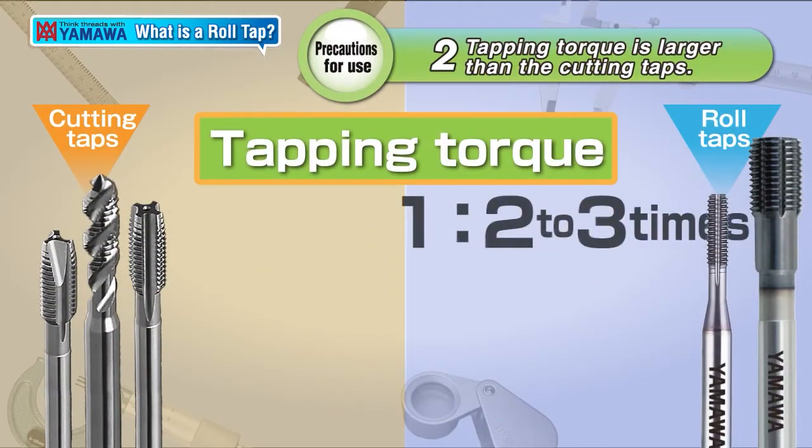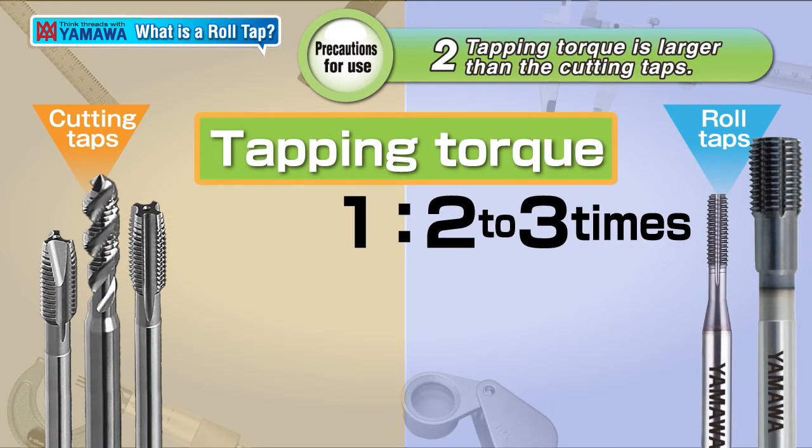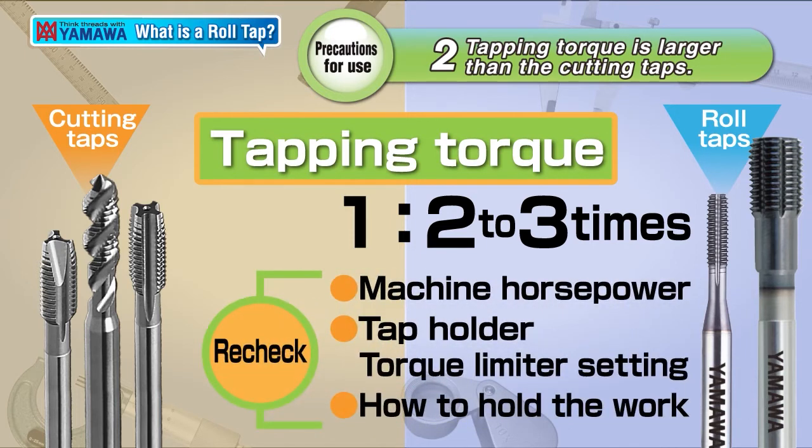Roll taps require 2 to 3 times more tapping torque than cutting taps. Therefore, it is necessary to use a machine with enough horsepower for this amount of torque.